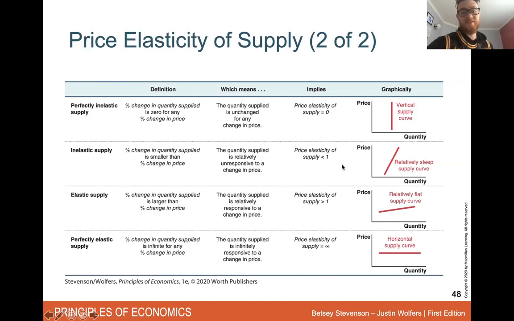The price elasticity of supply is less than 1. The percentage change in quantity supplied is smaller than the change in price. Elastic supply, again, is very flat. Again, it's bigger than 1. The percentage change in quantity supplied is larger than the percent change in price. The quantity supplied is relatively responsive to a change in price. Perfectly elastic: the price elasticity of supply is infinite. The supply curve is horizontal. The change in quantity supplied is infinite for any percentage change in price.